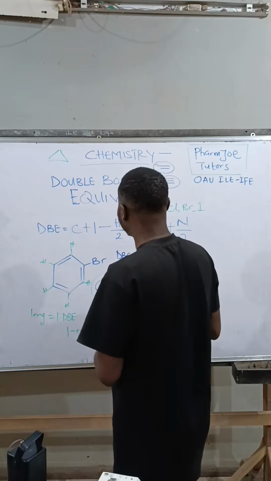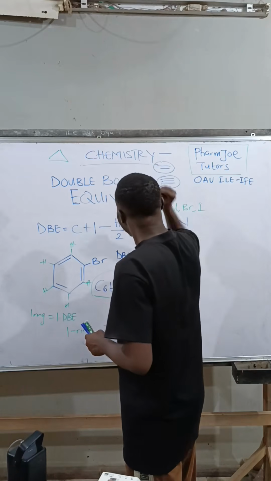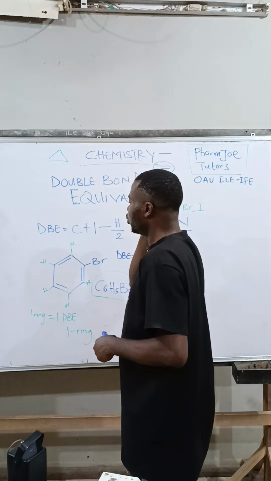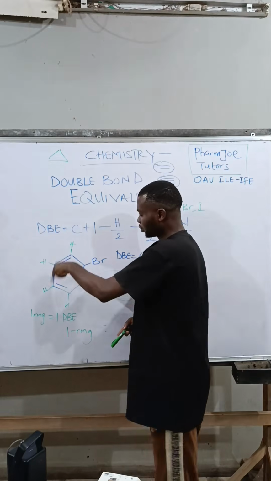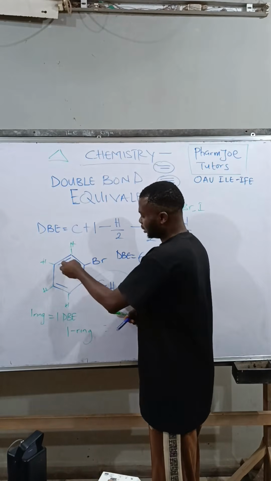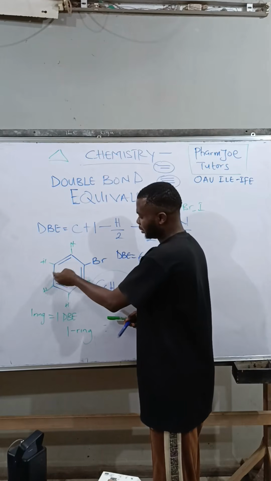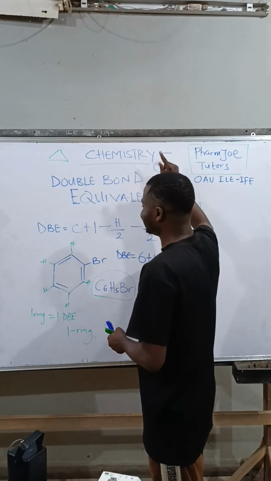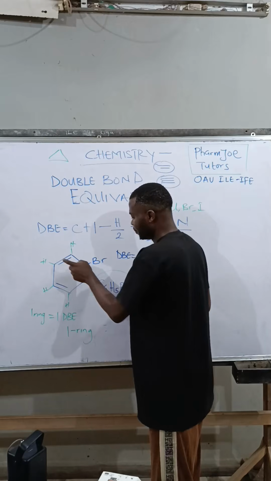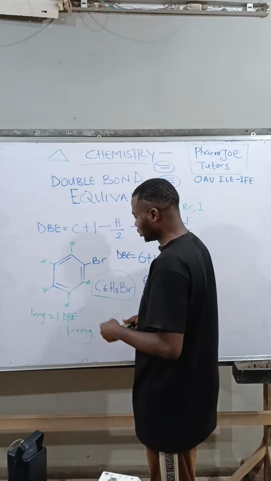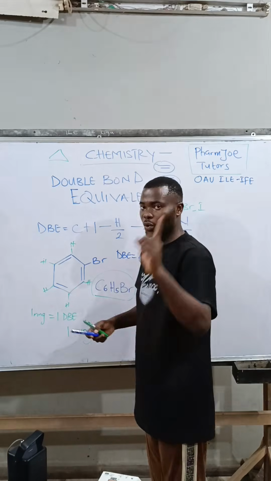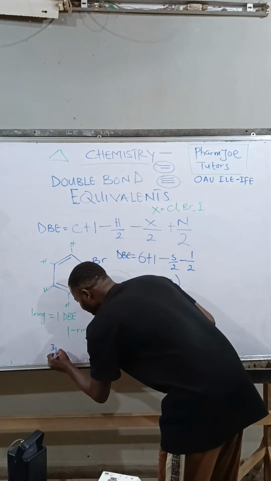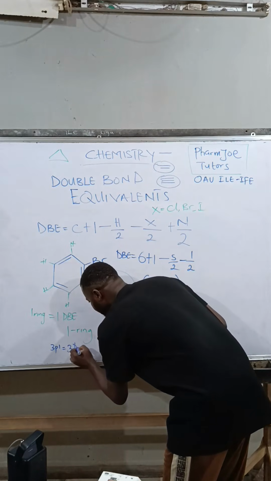Then another thing I said is that 1 pi bond is equivalent to 1 DBE. Now let's take a look at this compound. How many pi bonds can we see here? I told you that anytime we have a double bond, one is sigma, one is pi. So we have 1 pi here, 1 pi here, 1 pi. How many pi do we have in total? 3 pi. Since 1 pi is 1 DBE, 3 pi means 3 DBE. So 3 pi bonds are equivalent to 3 DBE.